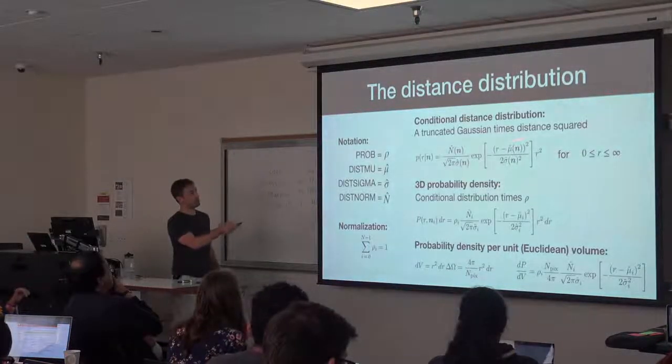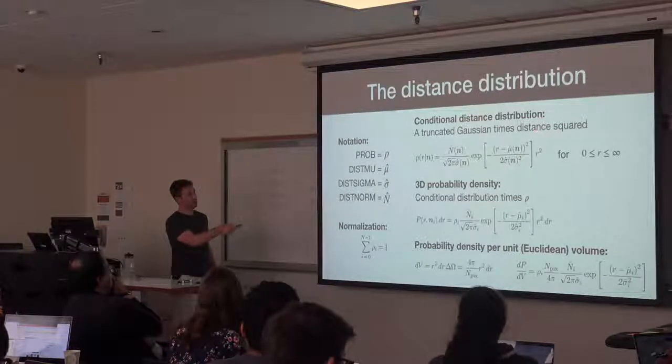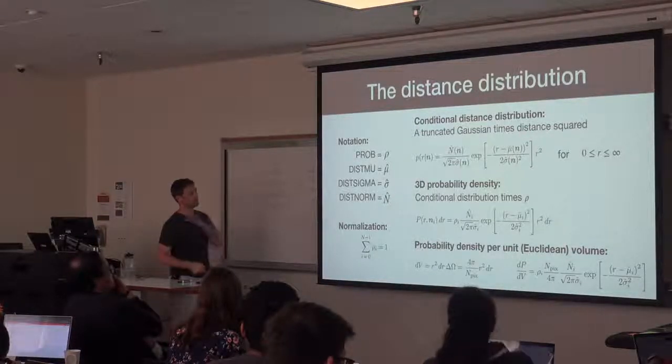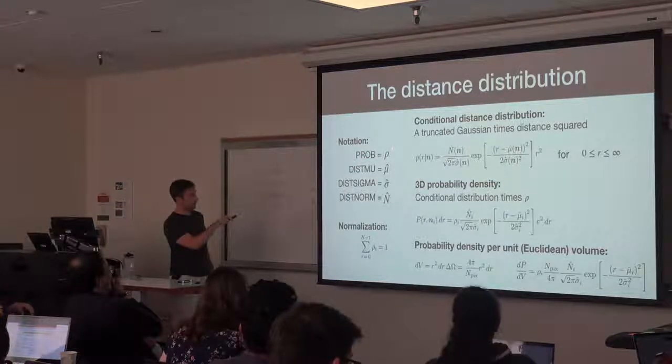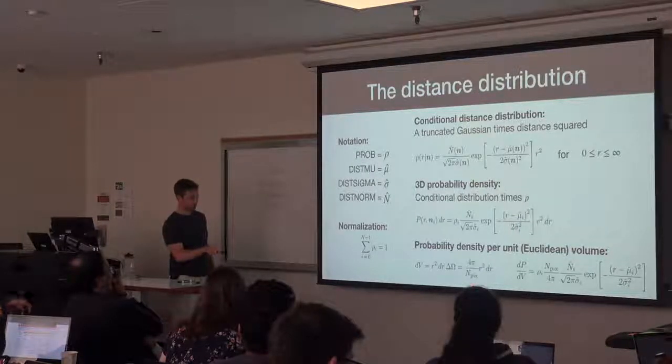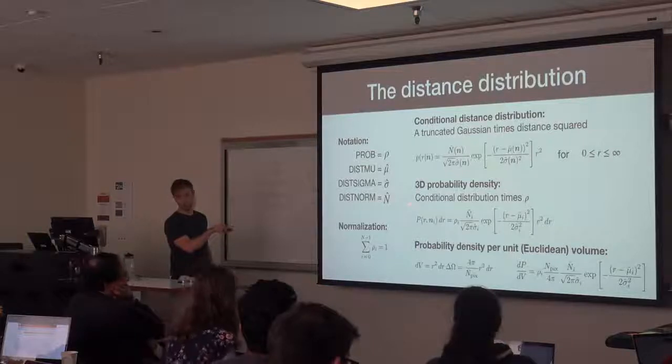So for a given direction on the sky, n, we have the conditional distance distribution as a Gaussian times distance squared, truncated at a distance of 0. To build the full 3-dimensional probability density, we just multiply the 2D sky probability by the conditional distance distribution. The way this is written, because it has an r squared dr, you're meant to think of this as being in spherical coordinates.